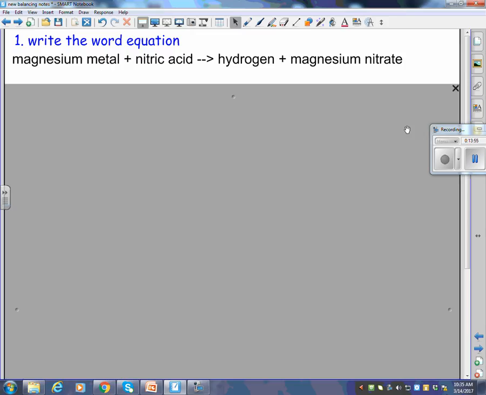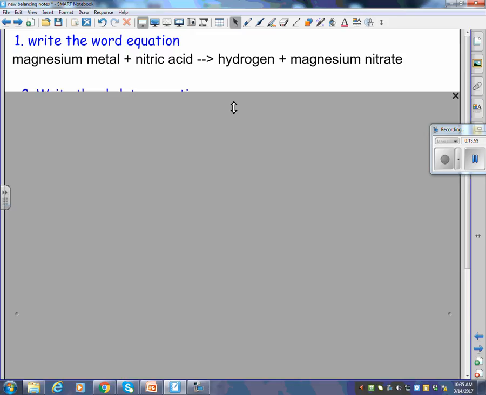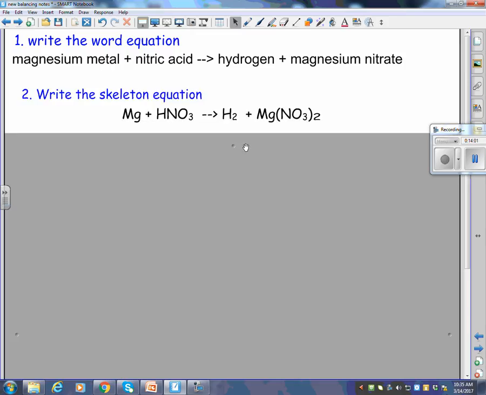Okay, now we're going to write that as a skeleton equation. So magnesium metal is just plain old Mg. Nitric acid, you probably don't know, is HNO3. Hydrogen gas is one of the diatomic gases on the right-hand side. It's H2. And magnesium nitrate, you'll remember from the polyatomic sheet, Mg(NO3)2.